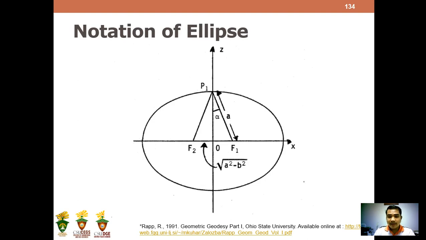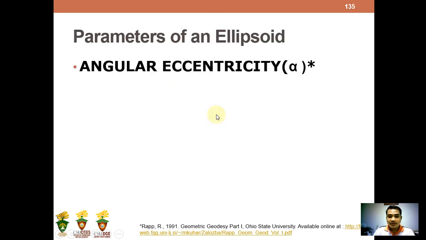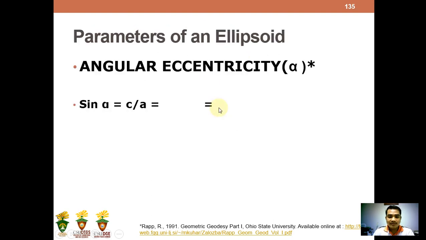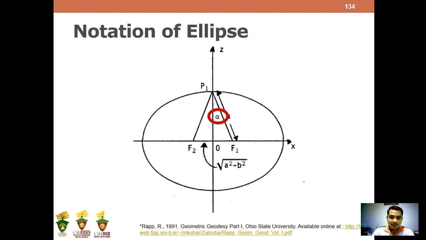So the next parameter of the ellipse has a relationship with this Greek letter, alpha. That is the angular eccentricity. There are three kinds of angular eccentricity, with respect to sine, cosine, and tangent. From the illustration, we have alpha here, sine of alpha. So when we say sine alpha, that is opposite over hypotenuse.